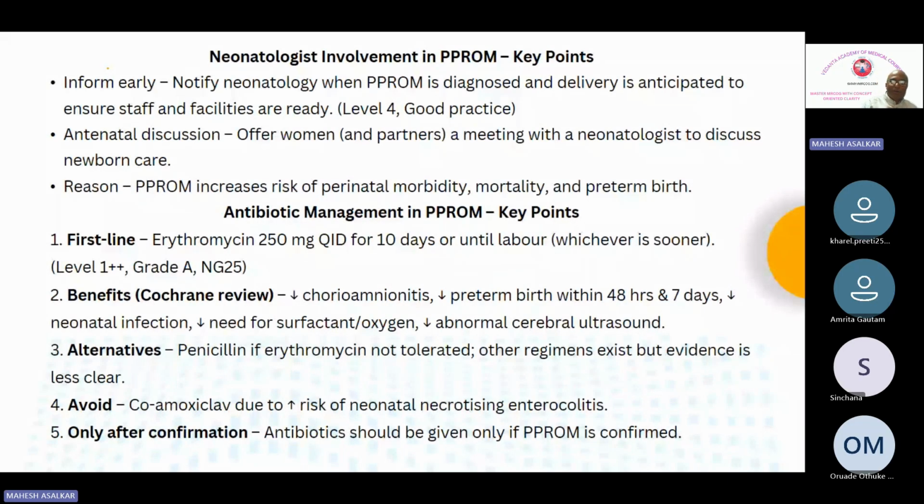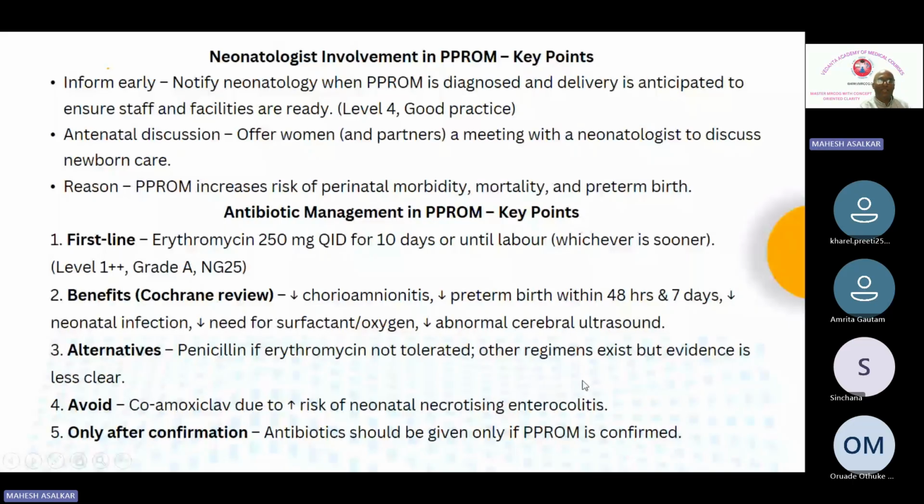Neonatologist involvement, inform early, and antenatal discussion is very, very important. Antibiotic management in PPROM, first line is erythromycin 250 milligram 4 times a day for 10 days. That is the preferred antibiotic. And avoid co-amoxiclav because it causes neonatal necrotizing enterocolitis. So this is what is important on this particular slide.